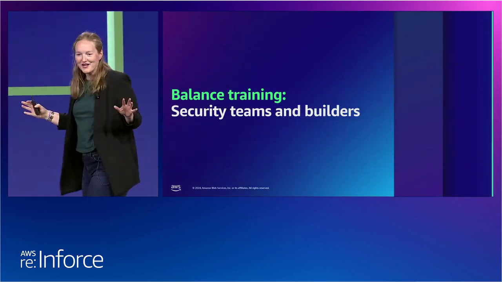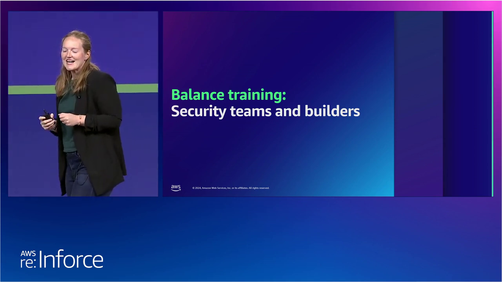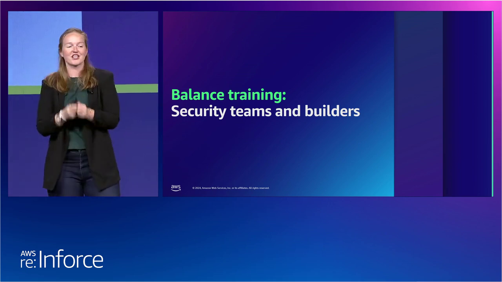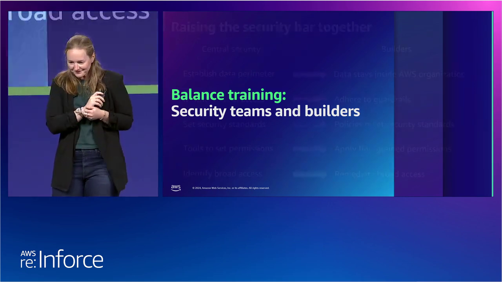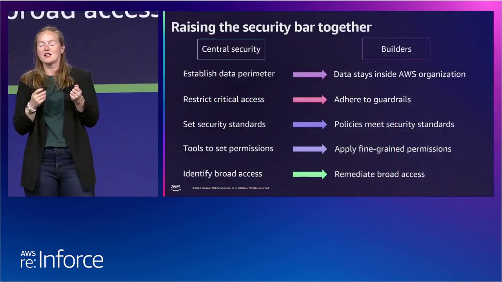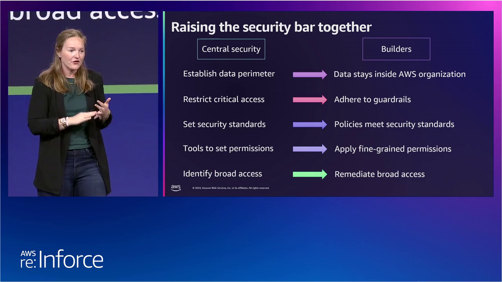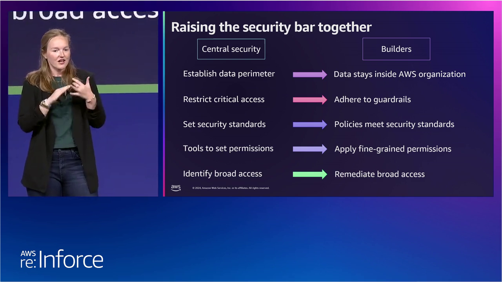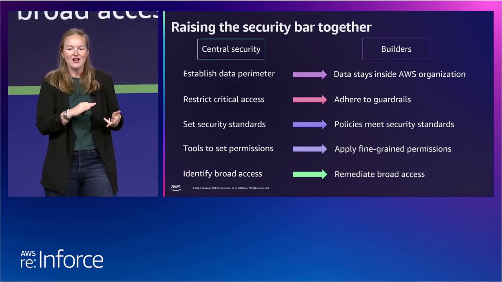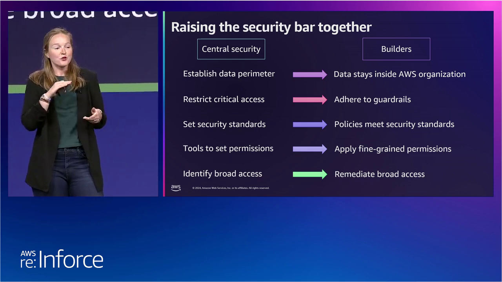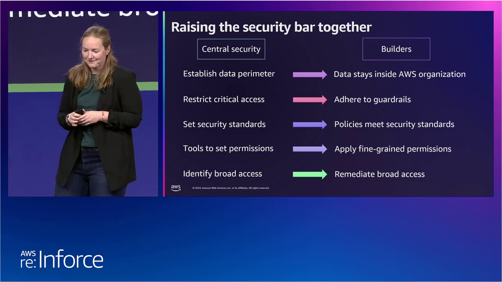Okay, so now that we have done our warm-up, does everybody feel warmed up when it comes to policies? Okay, great. Let's talk about balance training. Security teams and builders. This is where the beauty happens. So, central security team, your job is to establish the perimeter, restrict critical access, all those scary things you don't want to change, you got to put guardrails on them. You set the security standards. This is what we need for you to provision resources. You provide tools to set permissions, and you identify broad access.